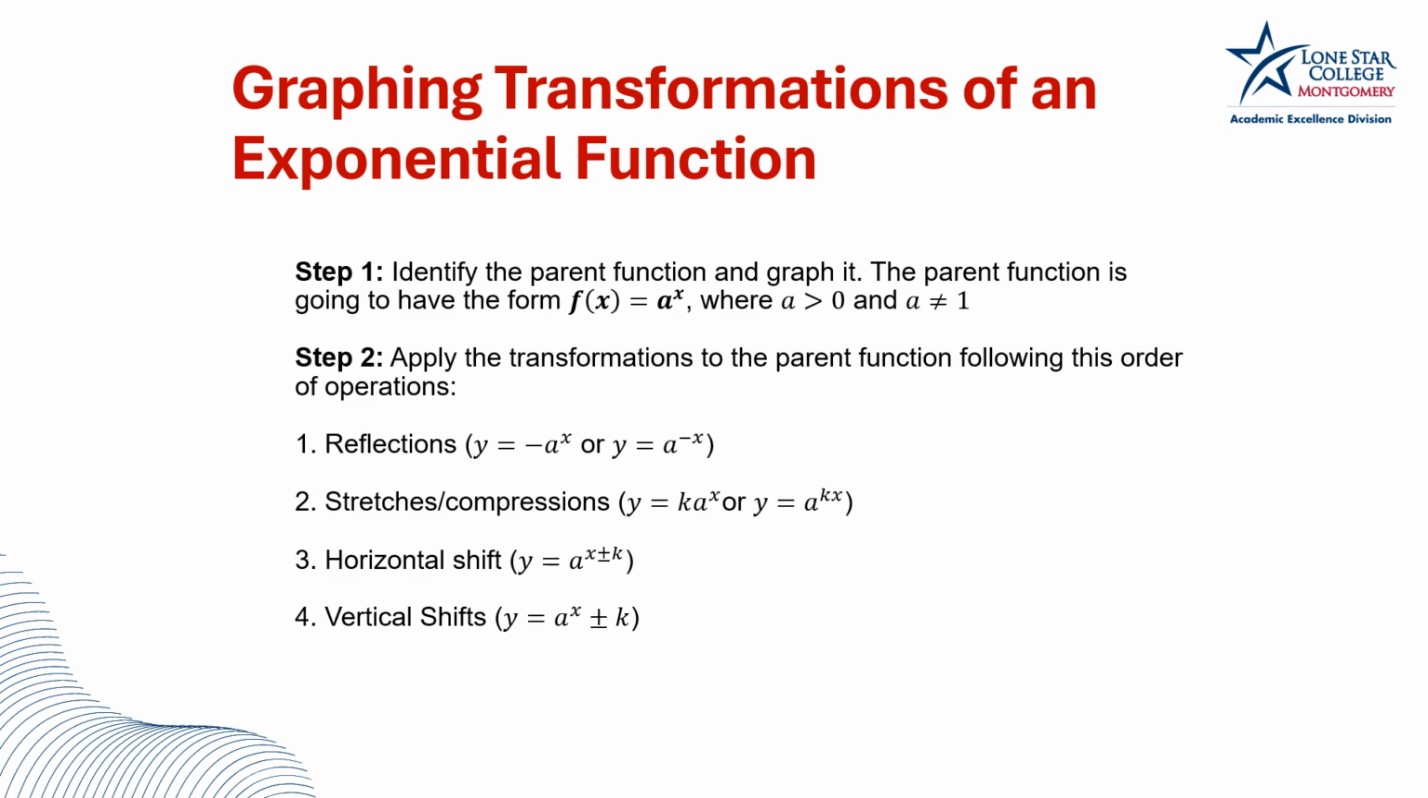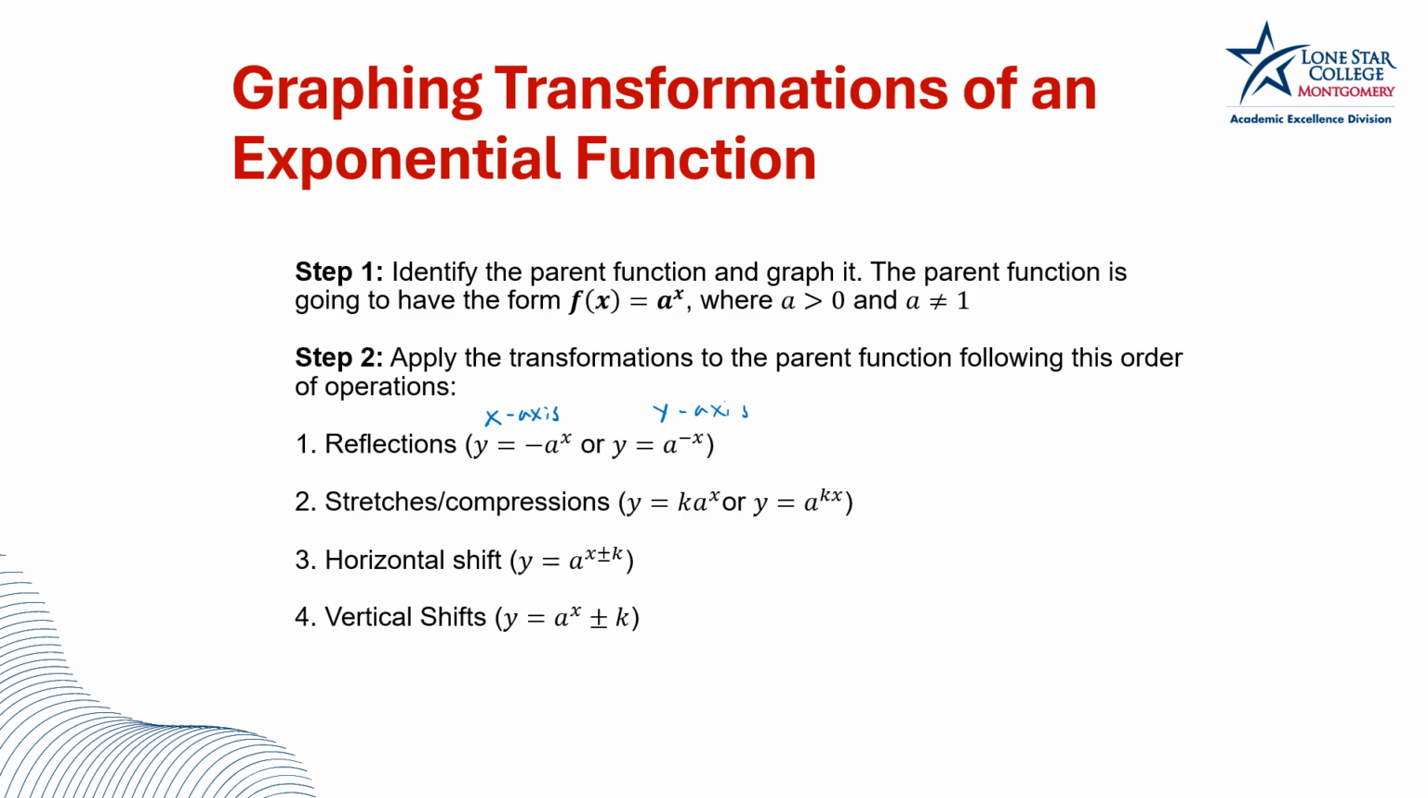So reflections across either the y-axis or the x-axis are as follows: y equals negative a to the x, or y equals a to the negative x. So the first one here, y equals negative a to the x, reflects across the x-axis, while a to the negative x reflects across the y-axis.